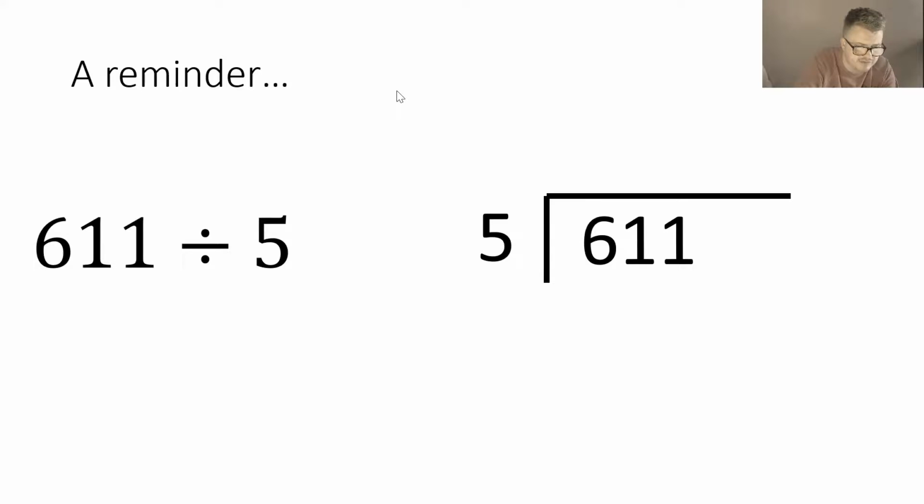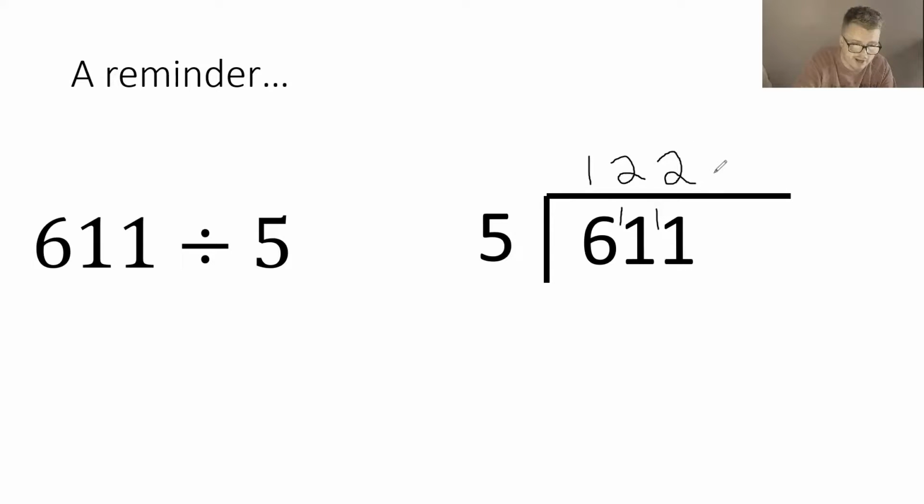Okay, so how many times does 5 go into 6? It goes once, but I've got 1 remainder. So that goes in front of the next digit. How many times does 5 go into 11? 5, 10. It goes twice. And I've got 1 remainder.